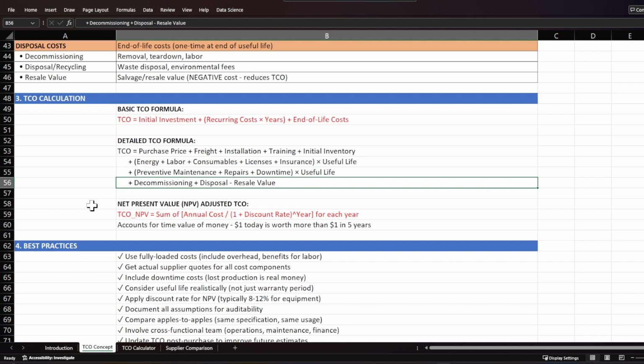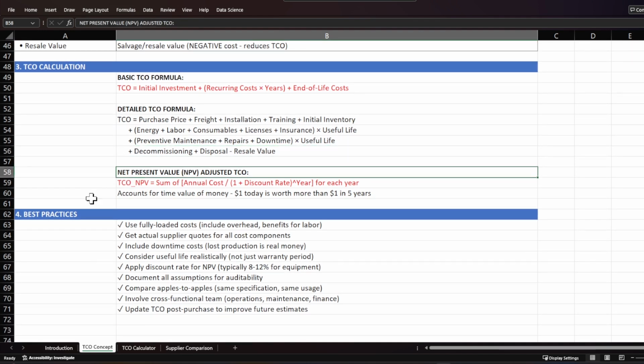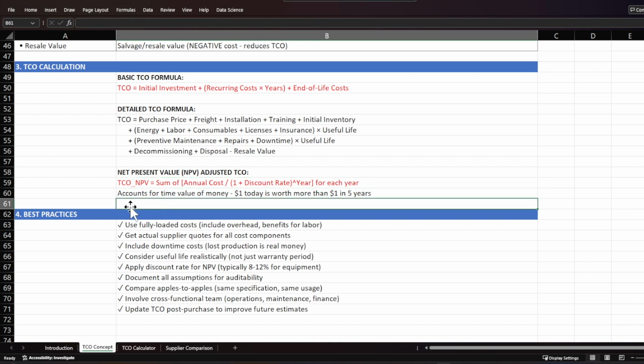Okay, now there is a concept of net present value. So what is the net present value? The net present value is the value of the article which I purchased 3 years ago, and how it has changed in the current year. So what is the total net present value for that particular article, and how are you going to calculate it? It is the sum of the annual cost divided by 1 plus discount rate. Discount rate is something the user needs to provide, and it is usually between 8 to 12% for each year. Just to understand it better, it is the time value of money: $1 today is worth more than $1 in 5 years because of inflation and everything.